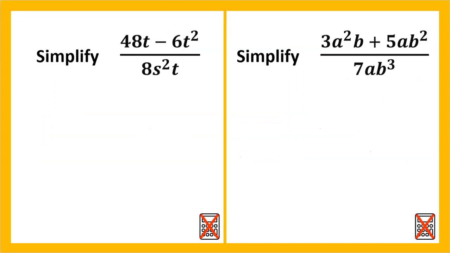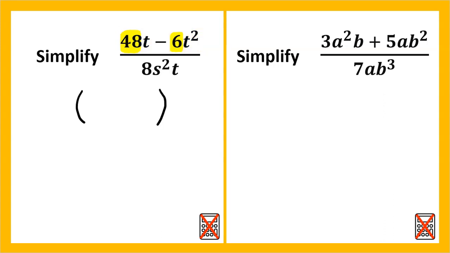Next, we're on to the intermediate questions, which involve an increase in difficulty. The difference with these questions is we have more than one term separated by some type of operation such as subtraction or addition. We can still simplify these similar to how we did on the previous questions, but we may need to do some factorizing first to spot or identify the highest common factor from the numerator and the denominator. So the first thing we'll do is factorize 48t minus 6t squared into a single bracket.